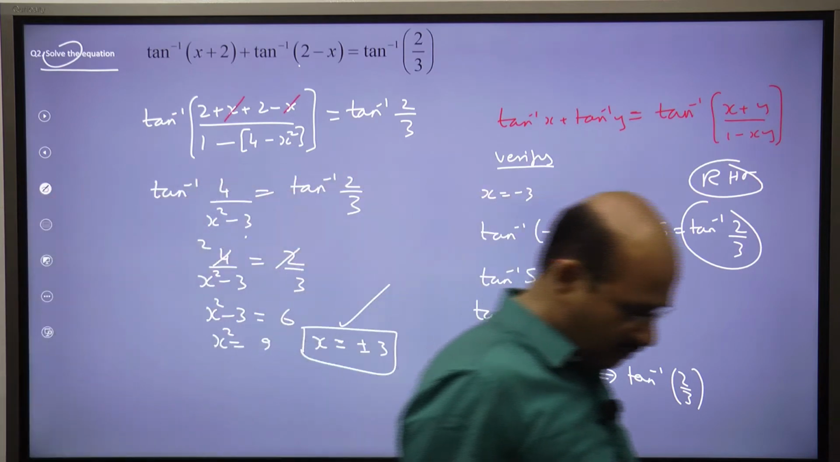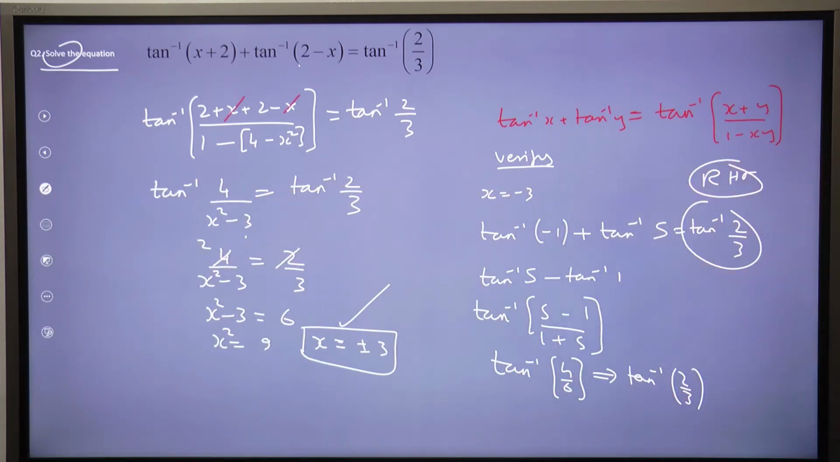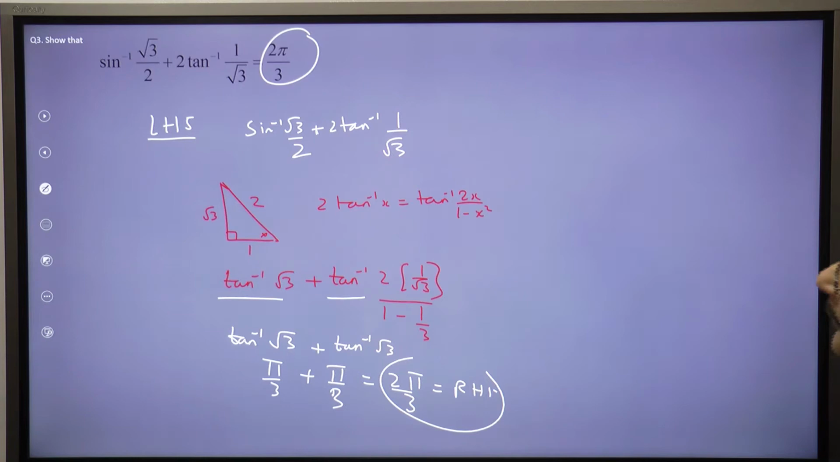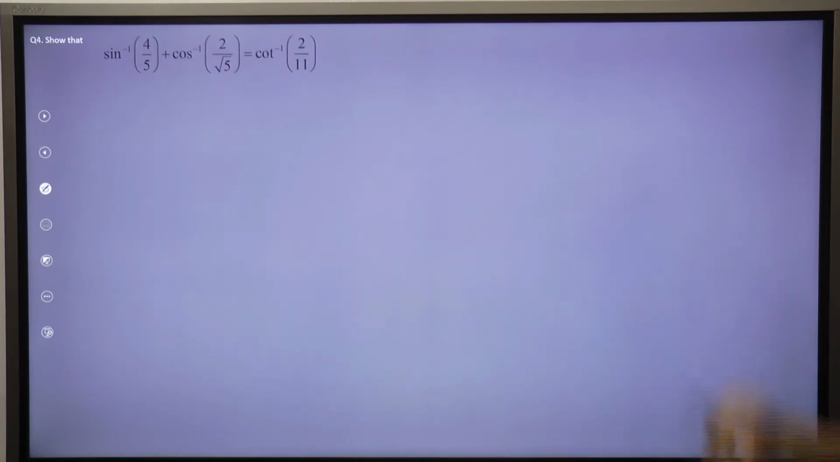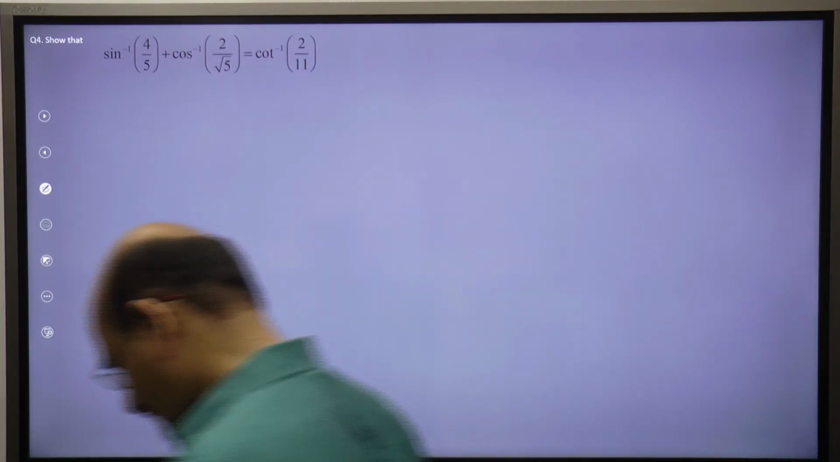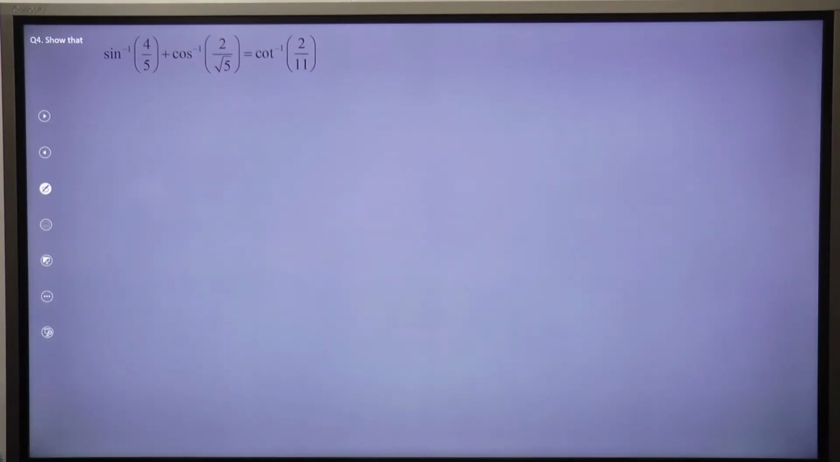Great. Next question. This was the first question we did, the second one and the third one. I know it's sum number 4 because the first one I missed actually, so we will take up that in the end. So sin inverse 4 by 5, again prove. Proving is nothing but sin inverse 4 by 5 plus cos inverse 2 by root 5 is equal to cos inverse 2 by 11.